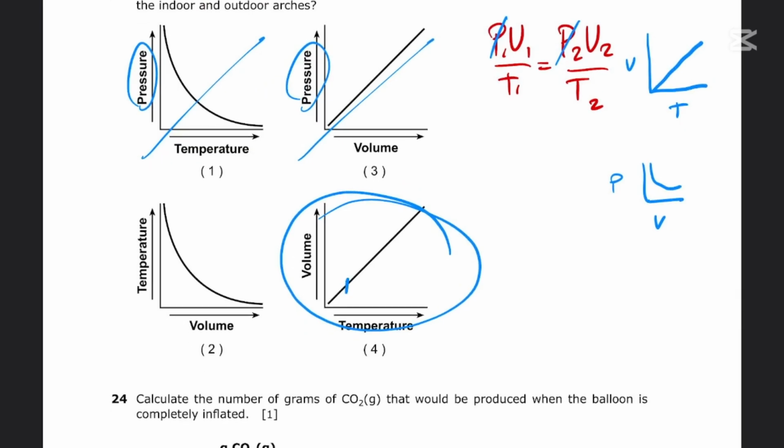Okay, as the temperature is lower, the volume's lower. So this would be outside. And as the temperature is higher, the volume is higher. This would be inside.